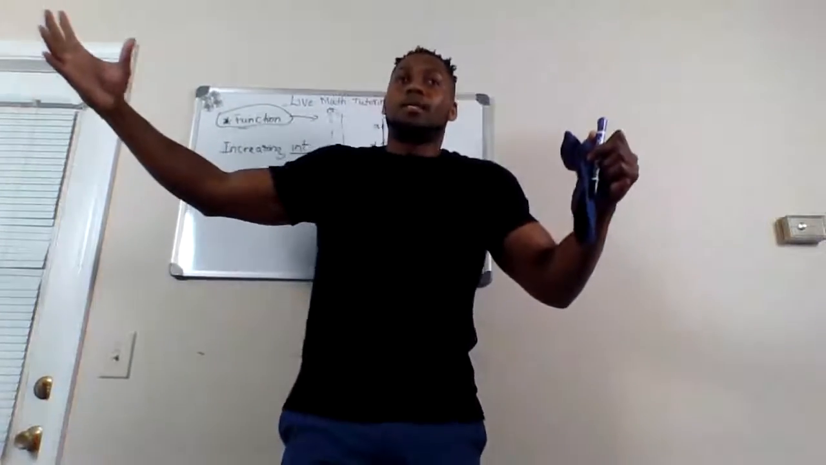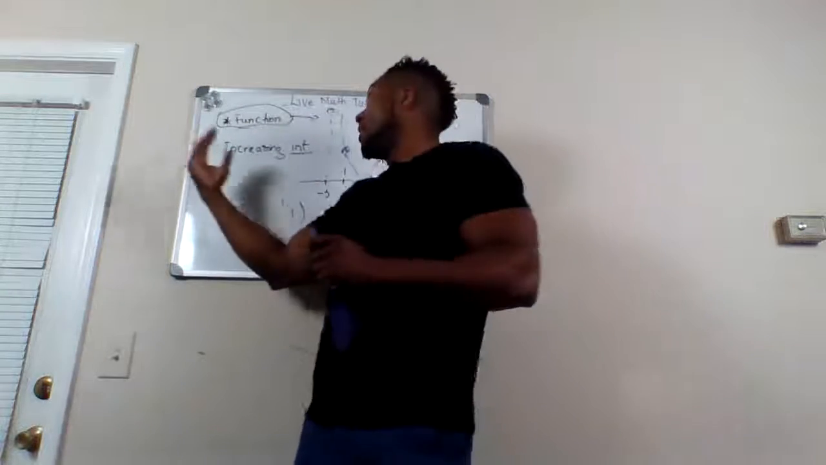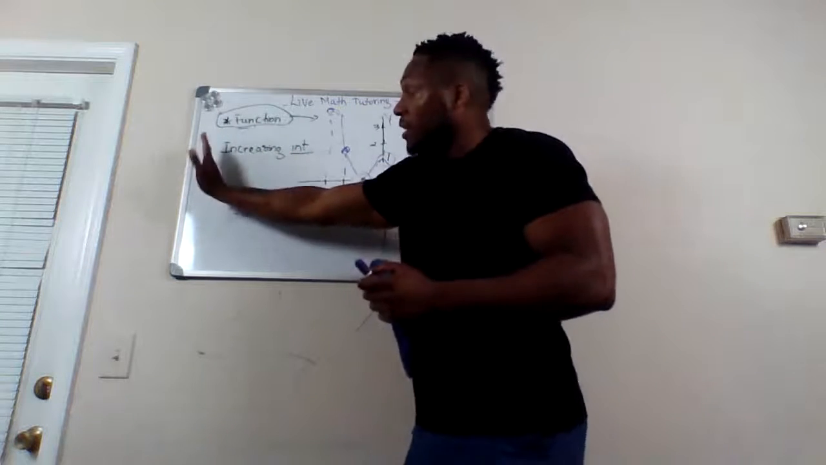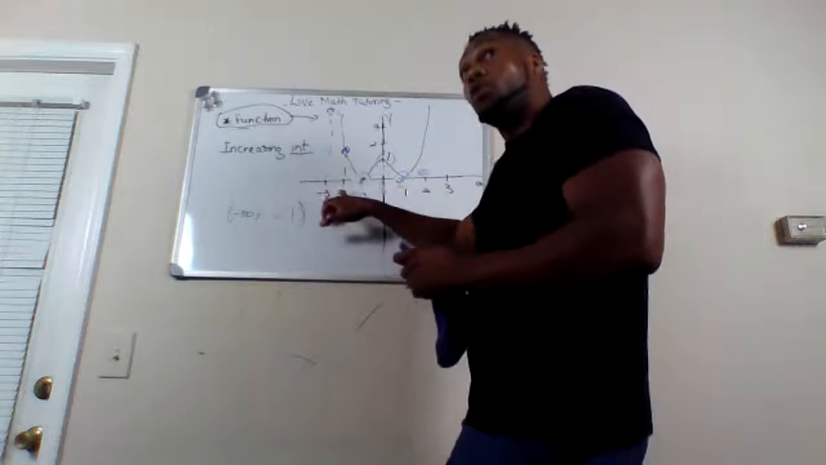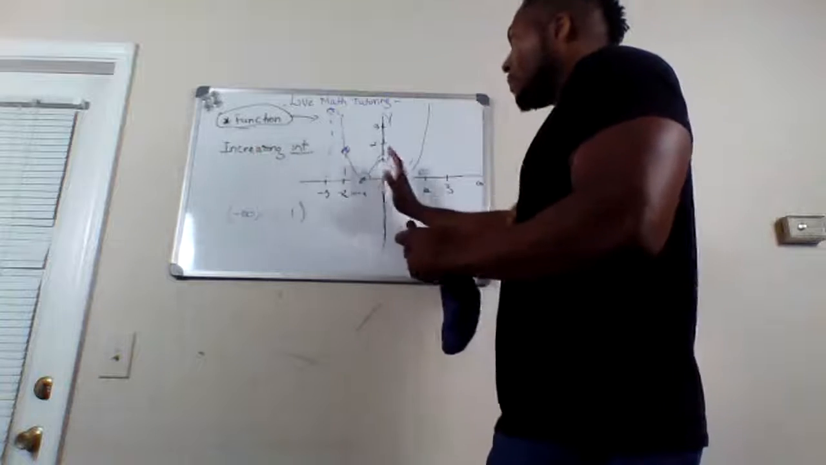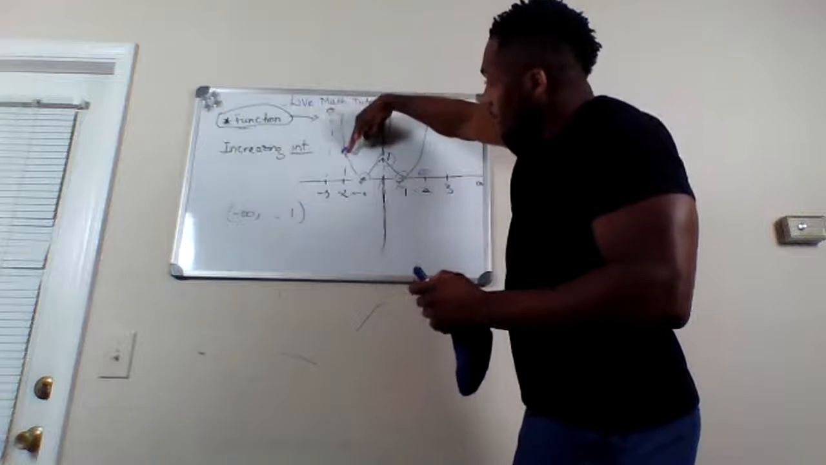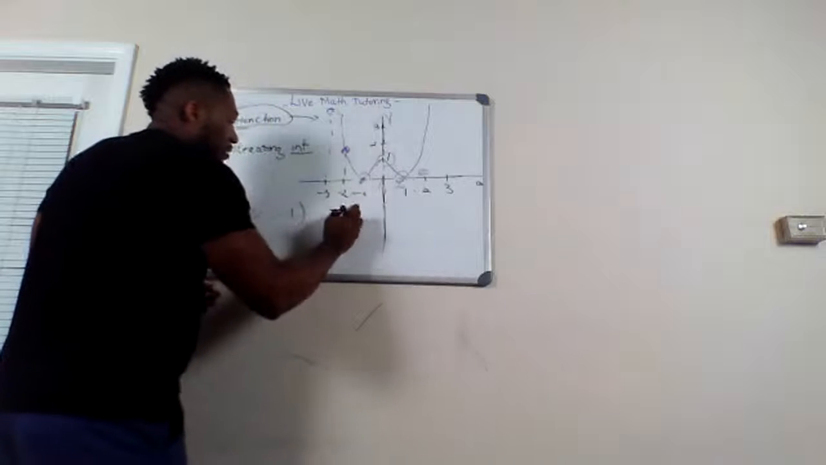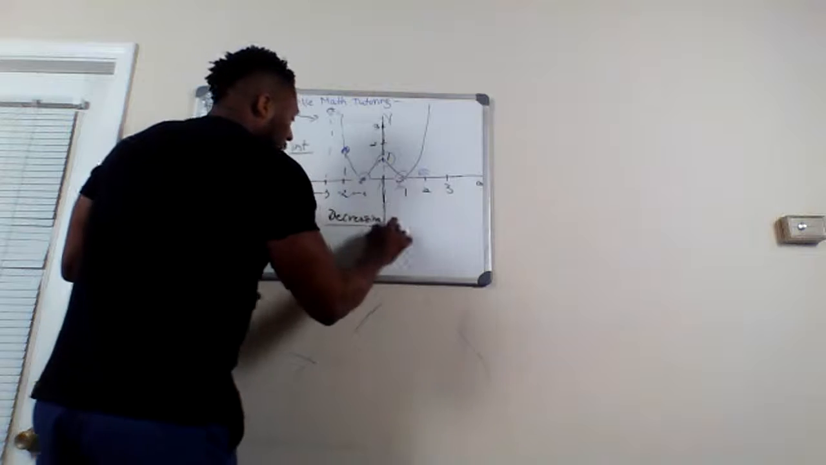Okay, decreasing. So what it's saying is, as I'm putting higher and higher values of x in this interval, because you remember, negative infinity is less than -3, and -3 is less than -2. As I'm going to the right, what's happening? The function is going down. It was right here, it goes right here, it goes right here. So in this interval, it is decreasing.